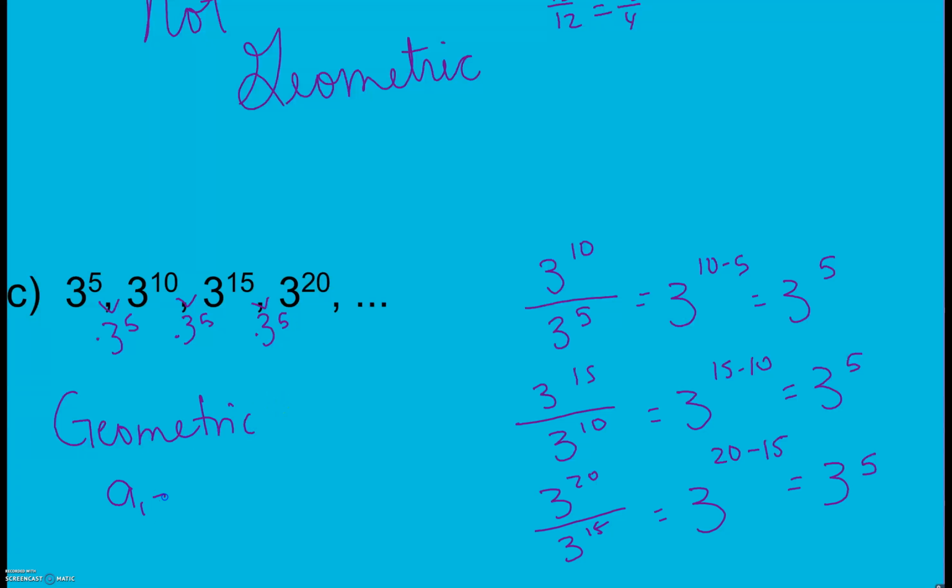My first term is 3 to the 5th power, which is also my common ratio. My first term is here. My r is here. So they happen to be the same here, but make sure you know which one comes from where.